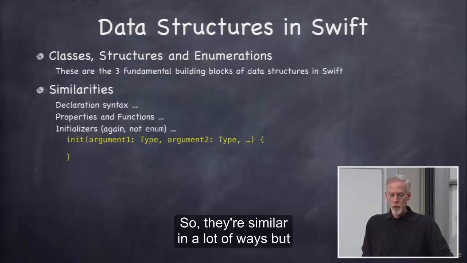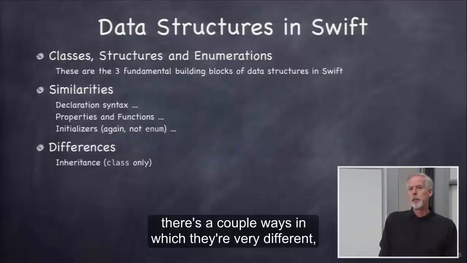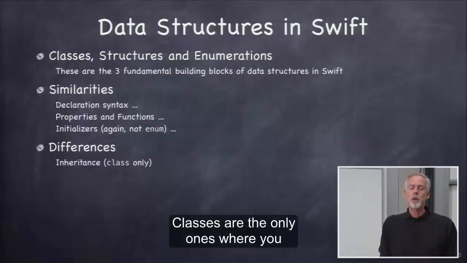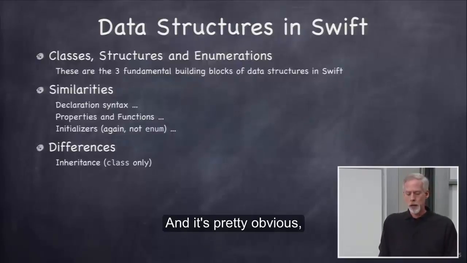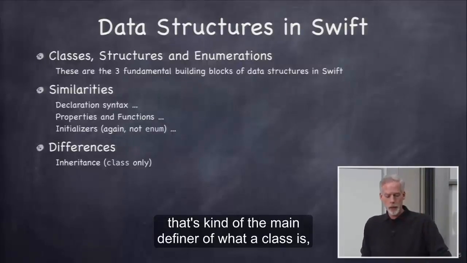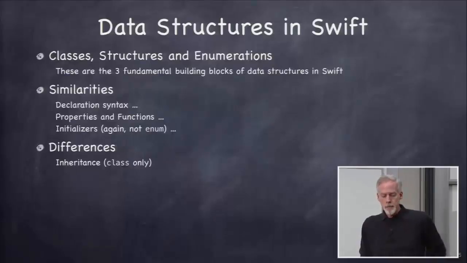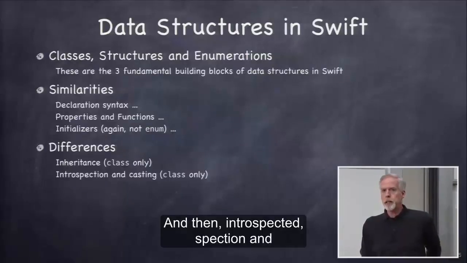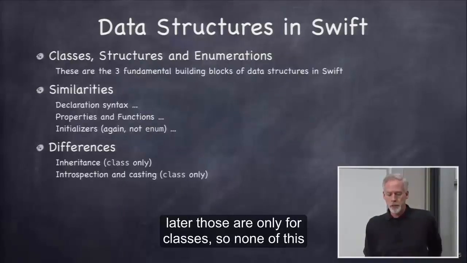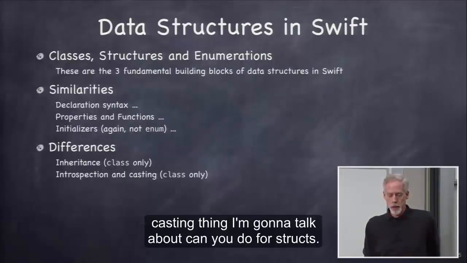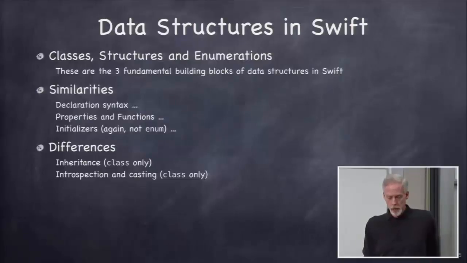So they're similar in a lot of ways, but there's a couple ways in which they're very different, all right? Classes are the only ones where you have inheritance. And it's pretty obvious. That's kind of the main definer of what a class is, it has inheritance. And then introspection and casting, which I'm also going to talk about a little later, those are only for classes. So none of this casting thing I'm going to talk about can you do for structs.